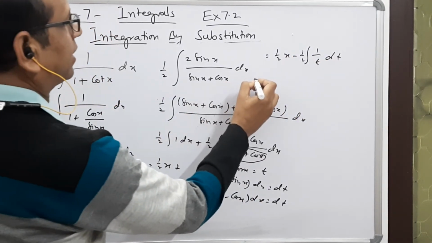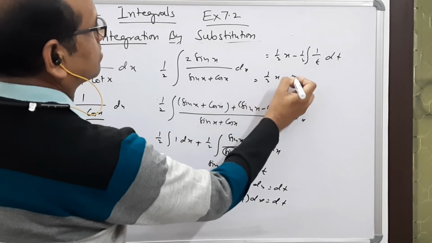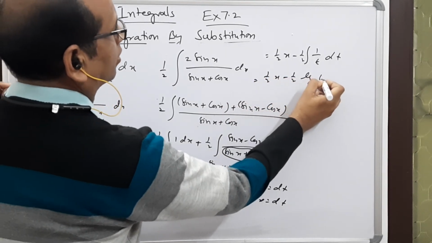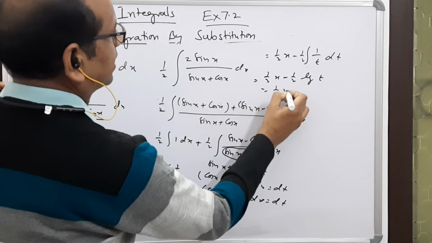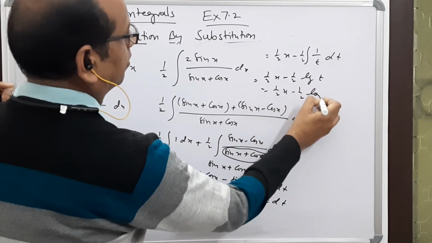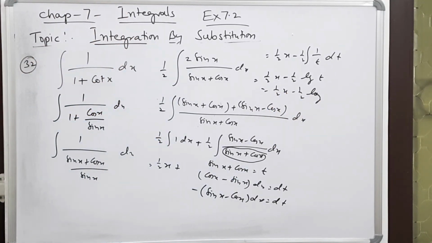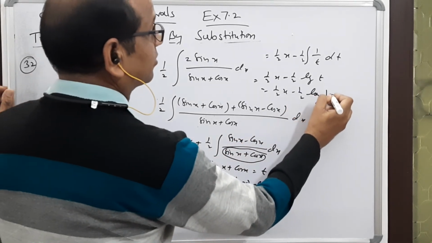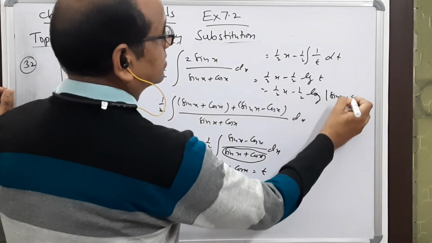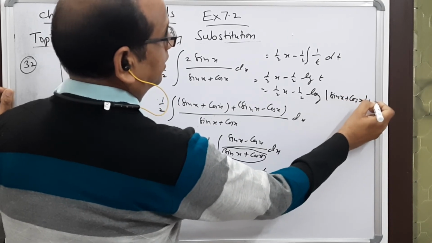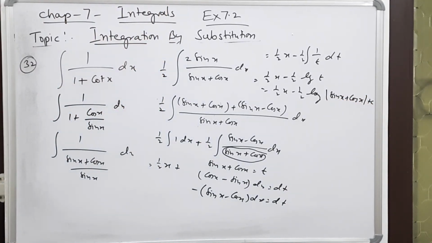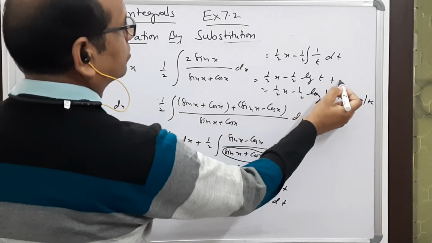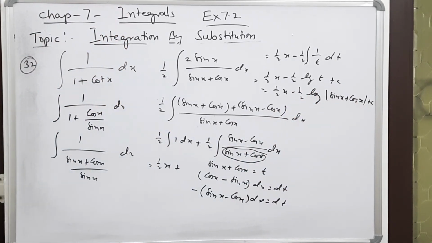So the last part is half x minus half log t. So it is half x minus half log. And what is the value of t now? The value of t is sin x plus cos x. So here it is sin x plus cos x plus c. We can write plus c here also. So that is the answer of this particular sum.